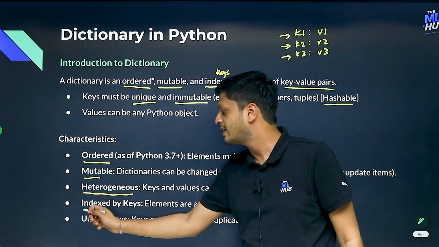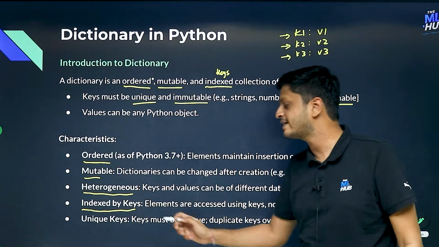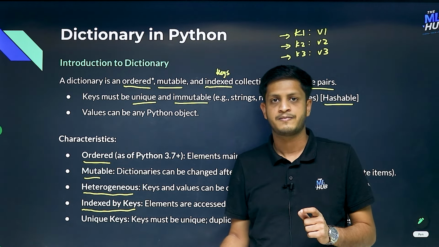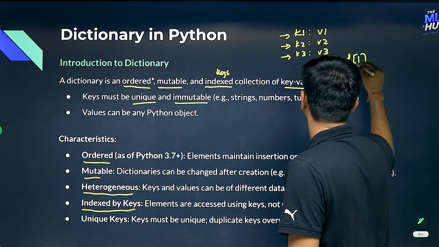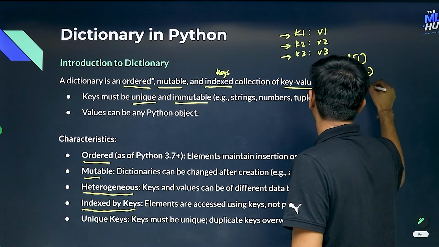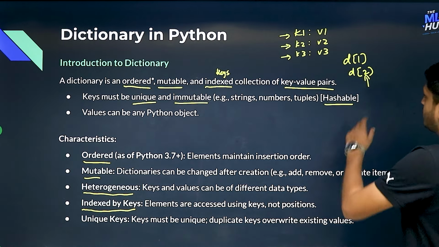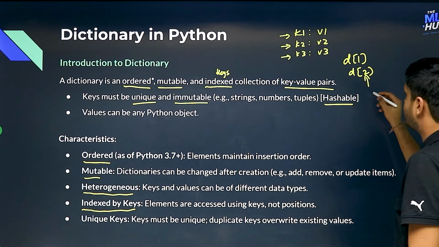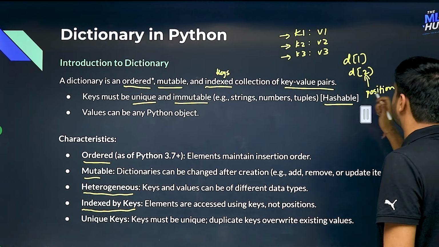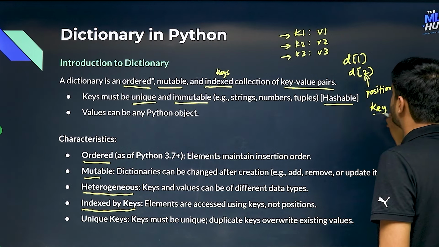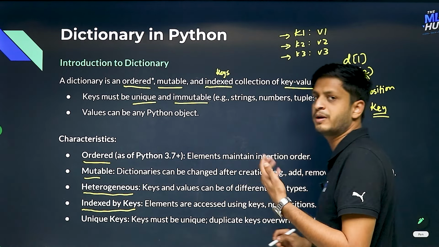Next is indexed by keys. So in a dictionary, indexing is not done by position. So you cannot say dictionary is one element or two element like this. When you index an element in a dictionary, it is not indexed by position. Instead, it is indexed by default by the value of key. So you always index by key. When we see some examples, it will become more clear.